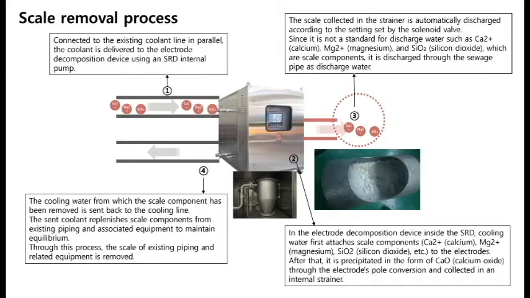Third, the scale collected in the strainer is automatically discharged according to the settings set by the solenoid valve. Since calcium, magnesium, and silicon dioxide, which are scale components, are not a standard for discharge water, it is discharged through the sewage pipe as discharge water. Last, the cooling water from which the scale component has been removed is sent back to the cooling line. The sent coolant replenishes scale components from existing piping and associated equipment to maintain equilibrium. Through this process, the scale of existing piping and related equipment is removed.